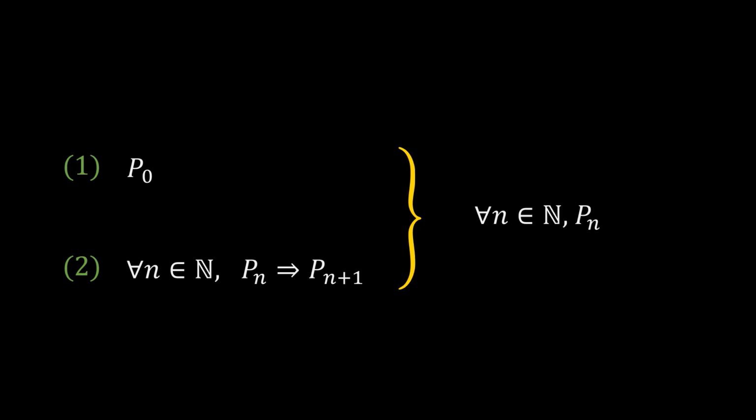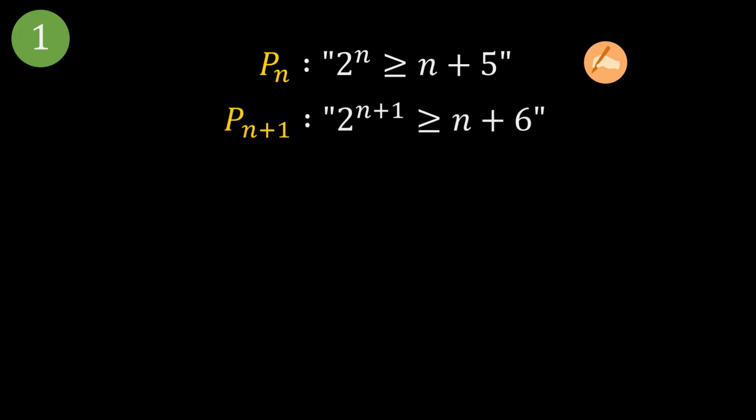I'm going to give you a few special examples to help you better understand mathematical induction. In the first example, the property Pn is 2 to the power of n is greater than or equal to n plus 5. Let's do the induction step first. You can hit pause and think for a moment. Pn+1 is the property 2 to the power of n+1 is greater than or equal to n plus 6.